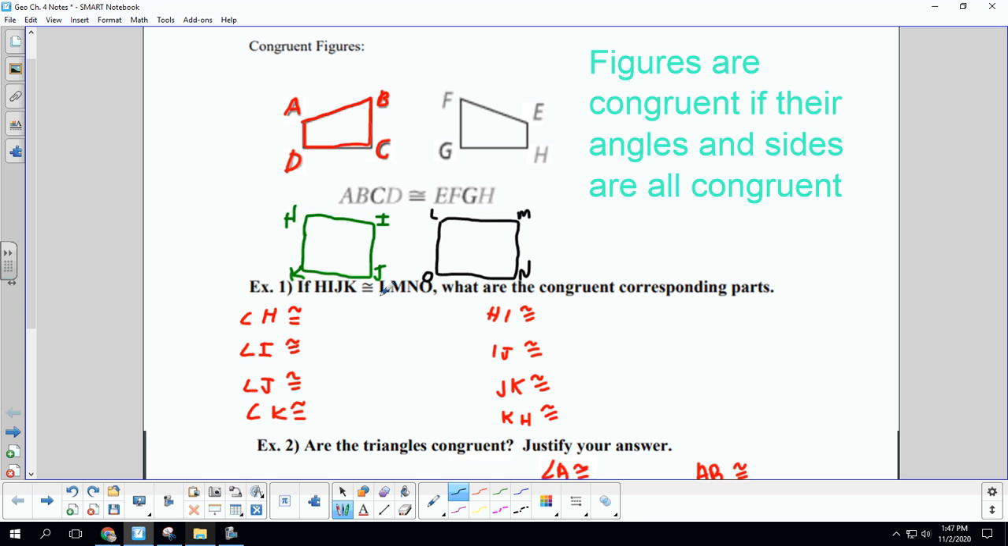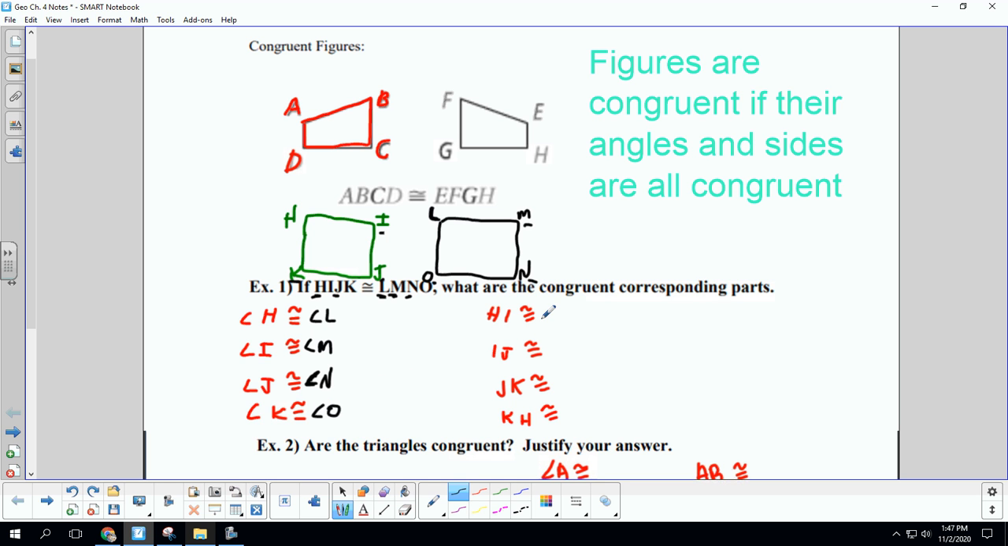You can use purely the letters. So if you want to know who matches H, you can take the first one, or if you would like a picture, it's the one in the same position. So angle L matches up with angle H. Angle I matches up with angle M. Angle J matches up with angle N. Angle K matches up with angle O.